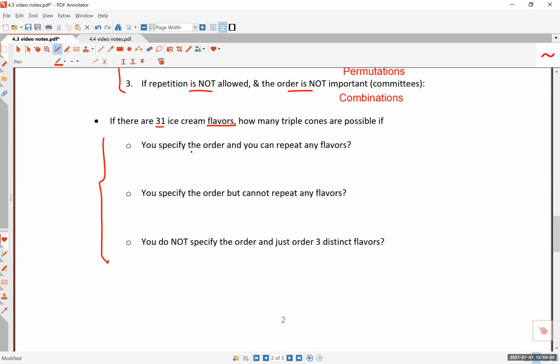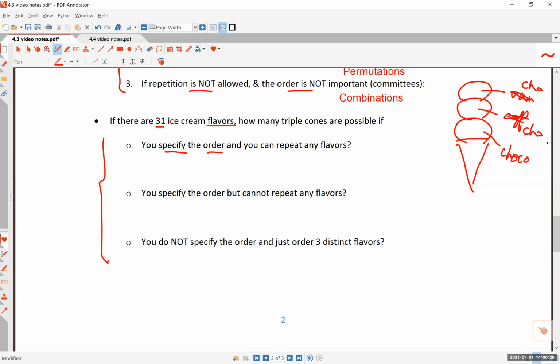If you can specify the order and you can repeat the same flavors, right? So you know you're looking for triple cones. Now, does it matter which flavor you order first? I mean, you may be really picky, because you, like me, may love chocolate last because that's the best thing. And so you're going to choose that as the last thing you will taste. I will start with maybe vanilla and maybe coffee and chocolate, right? That's a possibility. And by the way, because I like chocolate, maybe I'll just get chocolate, chocolate, chocolate, because repetition is allowed in the first situation, right?